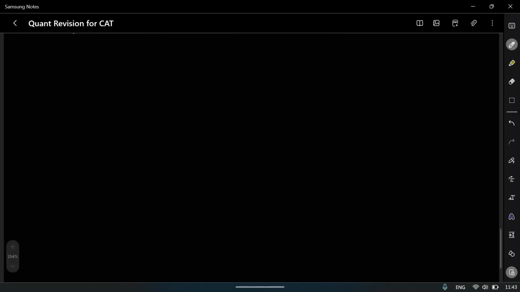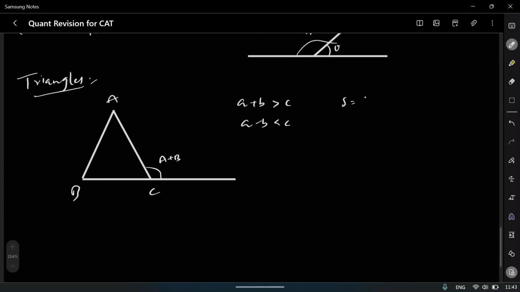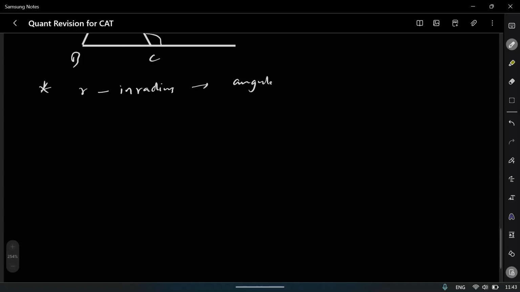So we know that S is the semi-perimeter. S equals A plus B plus C by 2. Now let's discuss some important terminologies. Here small r is called inradius. It is the point of intersection of angular bisectors.